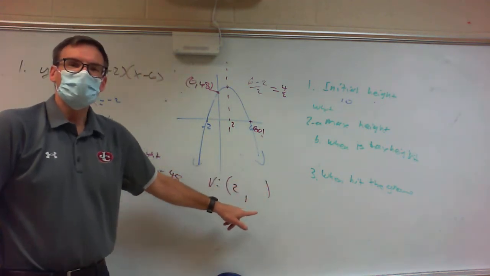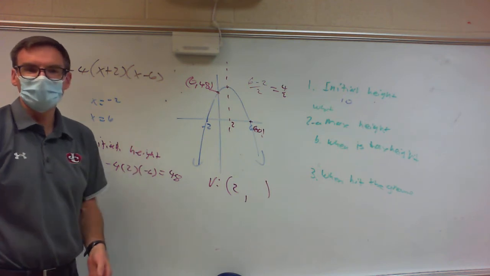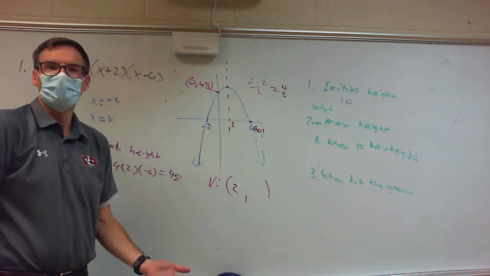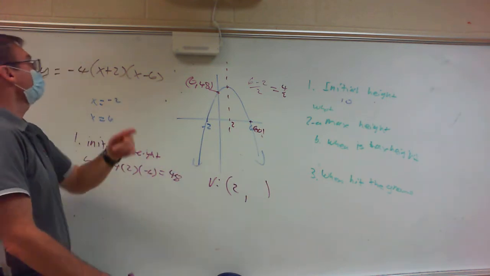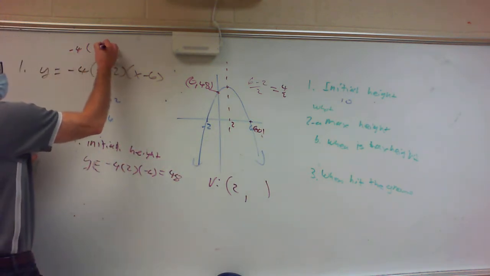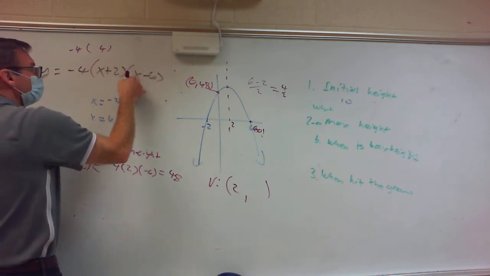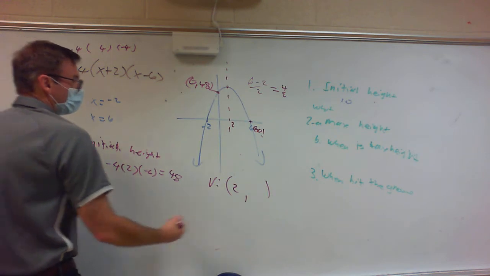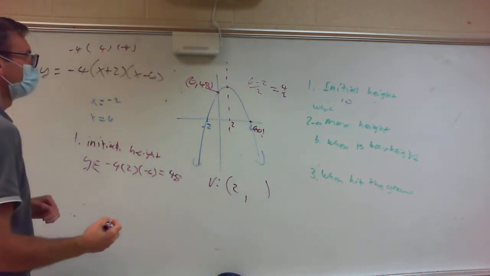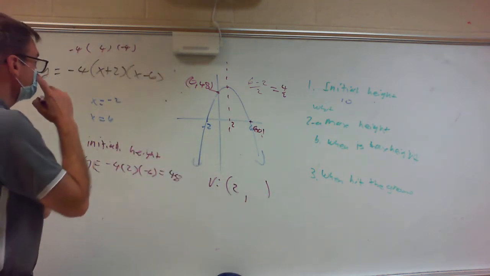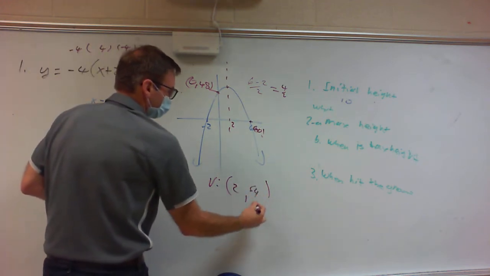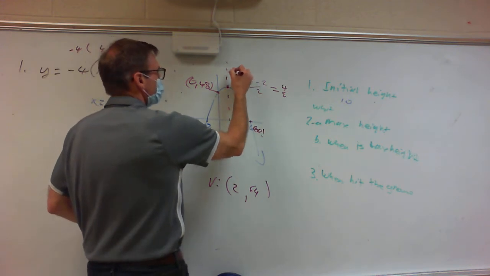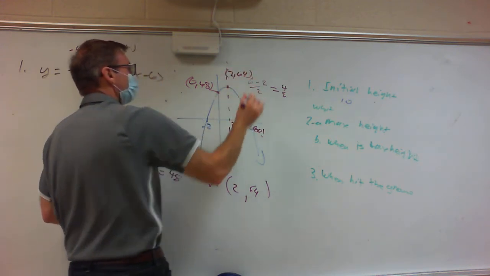And if the x part is 2, how do I find the y part? What do you do every time to find the y part? Plug it in. You plug it in. So that's going to give me -4 times 2 plus 2, which is 4, times 2 minus 6, which is negative 4. And so that's going to give me a 64. And so I just found out this is the coordinate (2, 64).